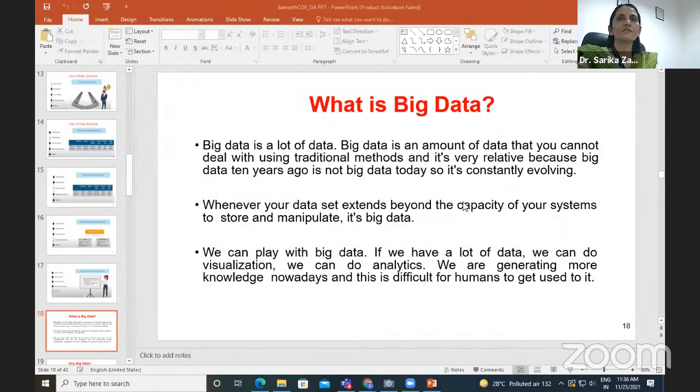Now again a confusing word in your mind. Why does this big data come in between? See, because of this big data only, data science came into the market.